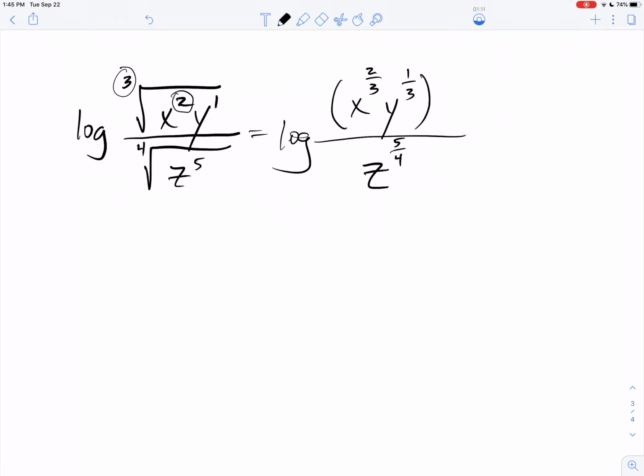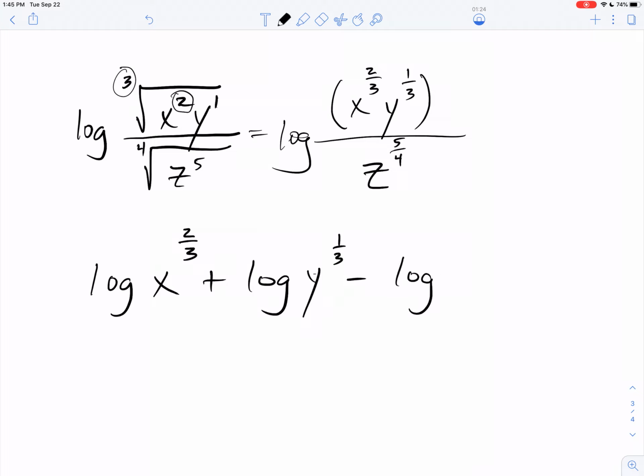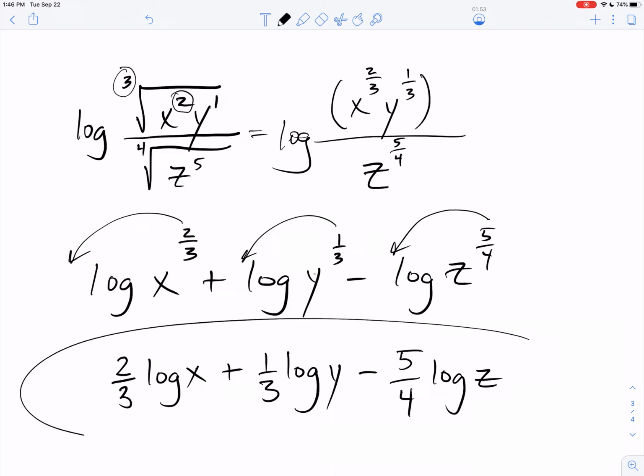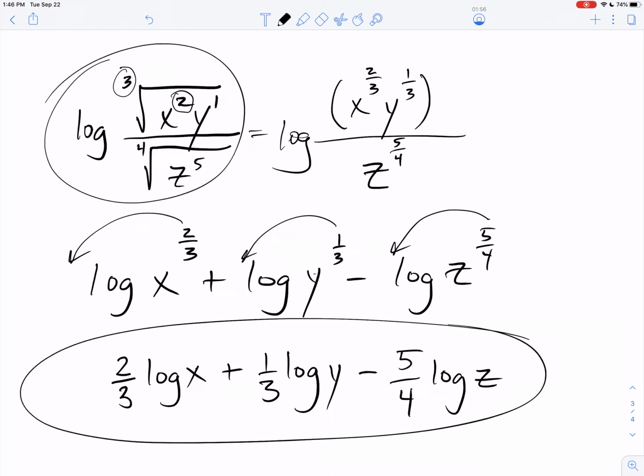Well, then I would have the log of x to the 2/3 plus the log of y to the 1/3 minus the log of z to the 5/4. And then I would take all of these exponents and bring them down front so that I'm actually expanding this completely. So it would be 2/3 log x plus 1/3 log of y minus 5/4 log z. And this would be the correct expansion for my original question.